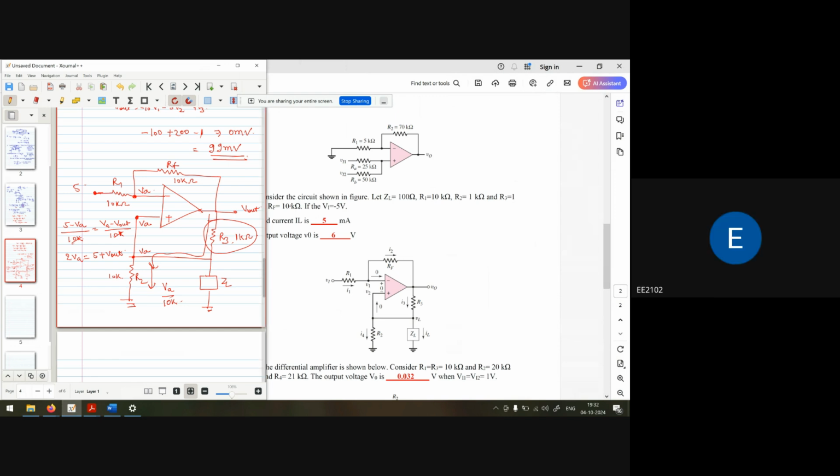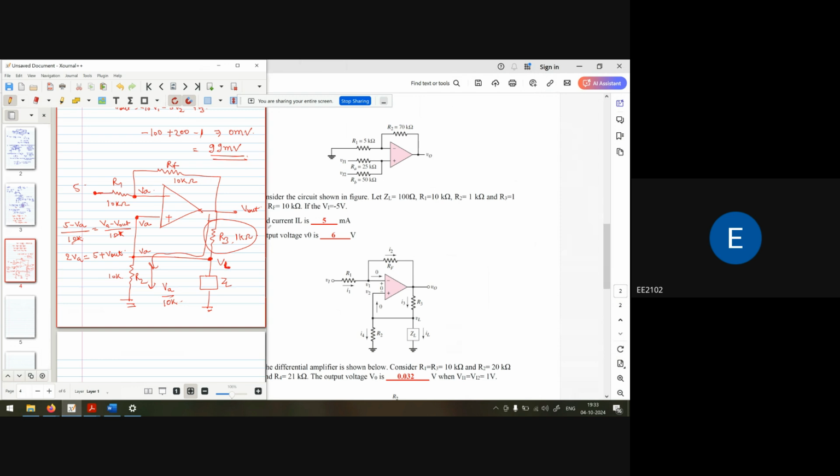Sir, VA and VL are equal, right, sir? Which one? VA and VL. Yes, sir. Where are you getting the VL point? In the given diagram. No, sir, just above the ZL. Okay, this VL, yes, here VL we are taking.